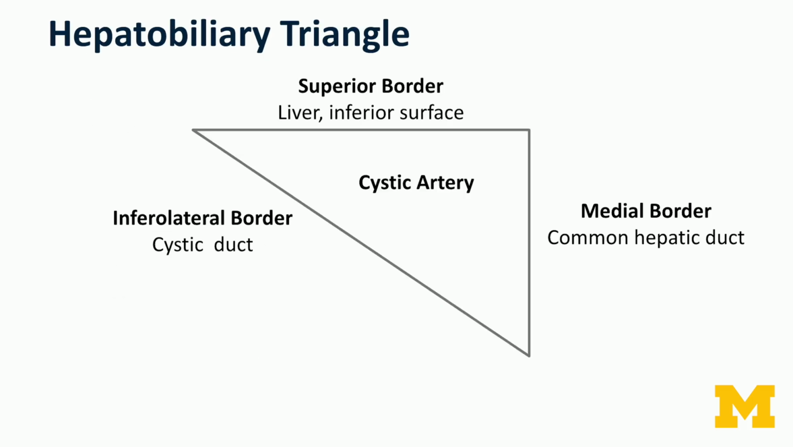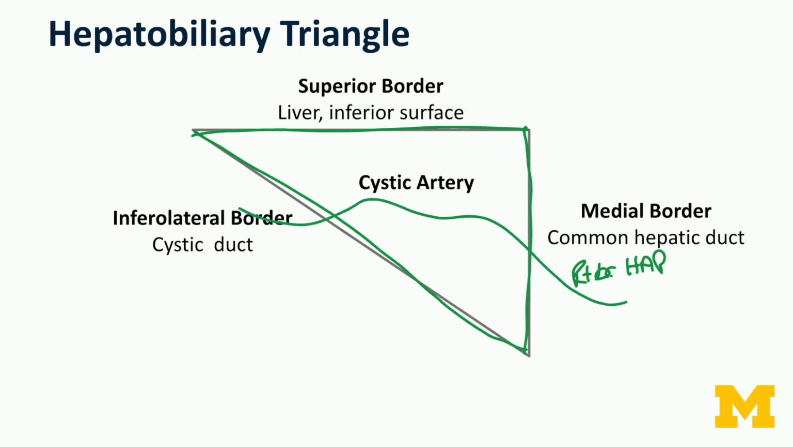So let's take a look at that hepatobiliary triangle specifically. So we've got our visceral surface of the liver, common hepatic duct, and the cystic duct. And so mostly it will come from the right branch of HAP, but we know that it could come from a lot of different places. It goes through that triangle on its way to serve the gallbladder.